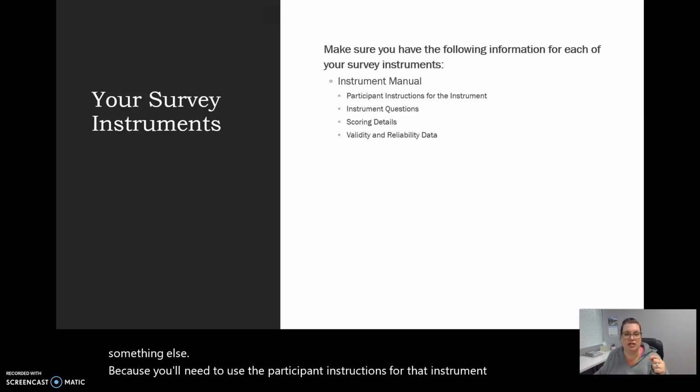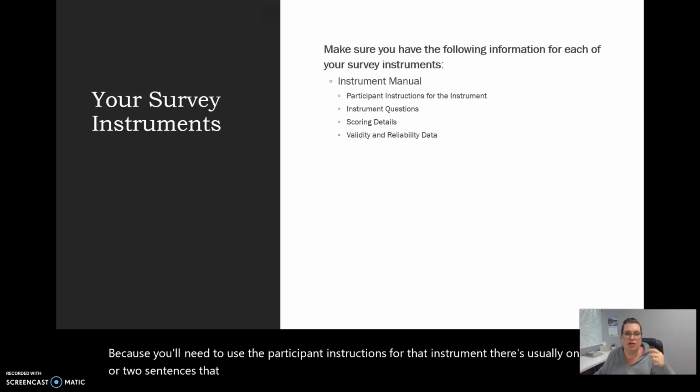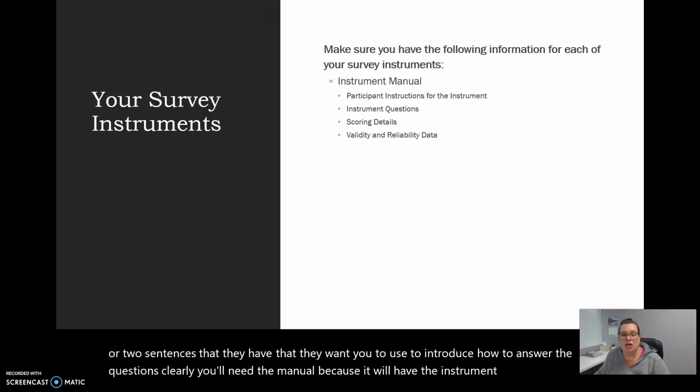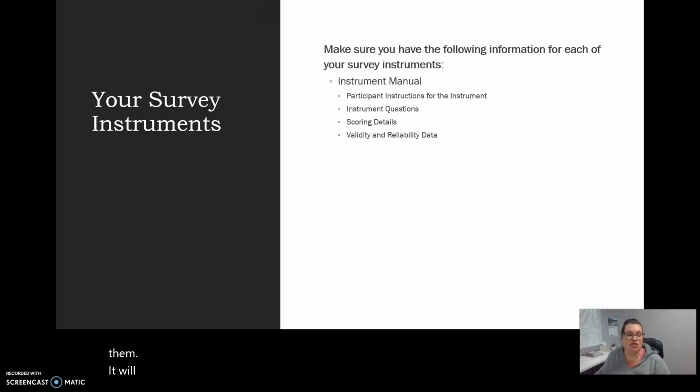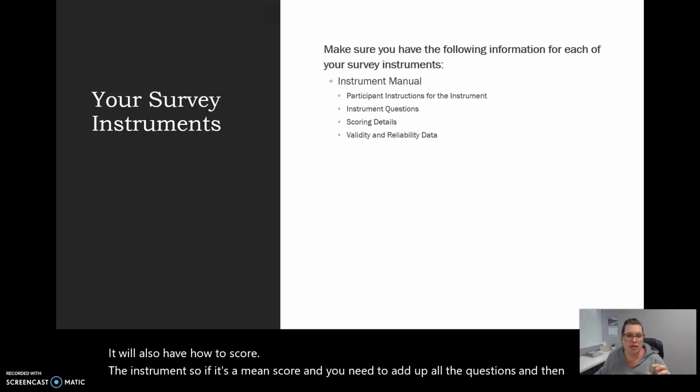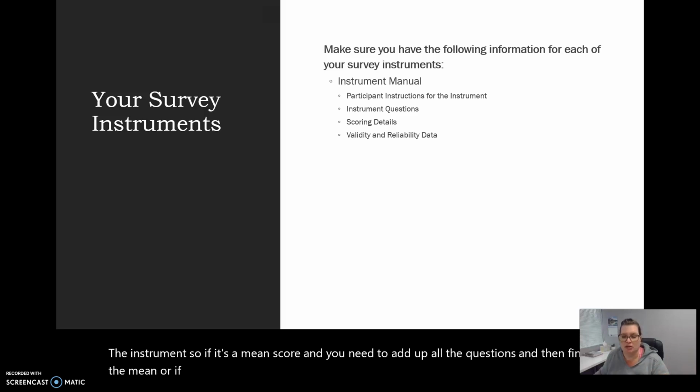There's usually 1 or 2 sentences that they have that they want you to use to introduce how to answer the questions. Clearly, you'll need the manual because it will have the instrument questions on them. It will also have how to score the instrument. So if it's a mean score and you need to add up all of the questions and then find the mean, or if some of them are reverse scoring, it will give you all that information that you will end up needing to talk about in chapter 3.